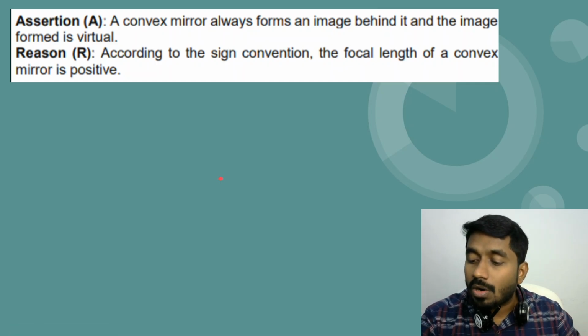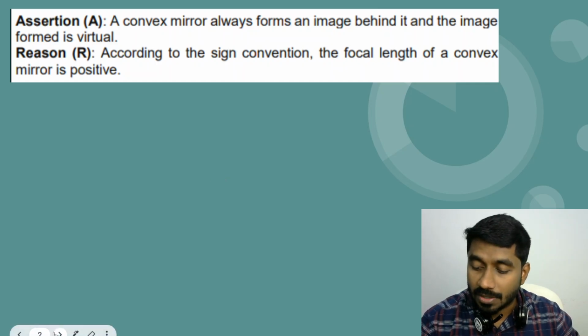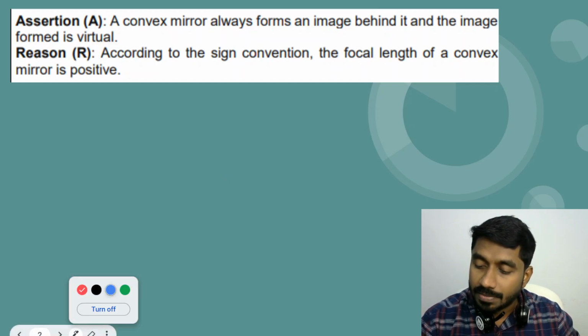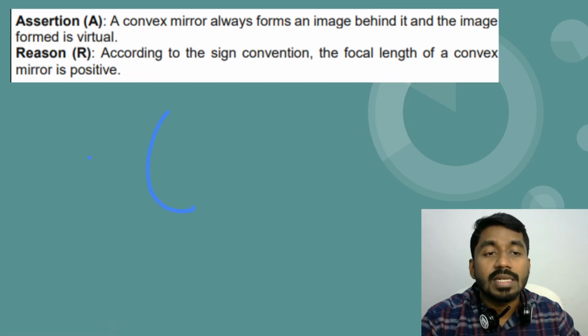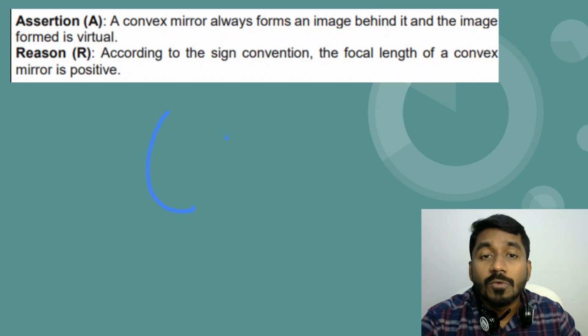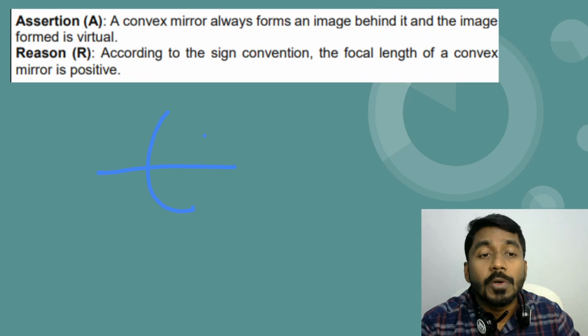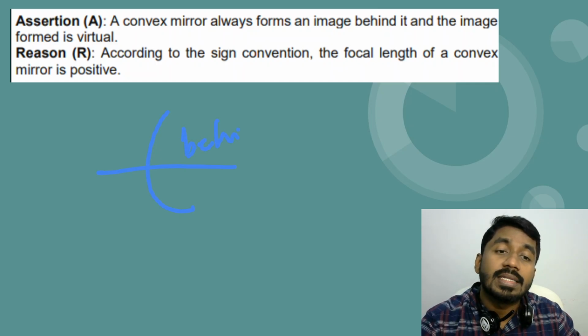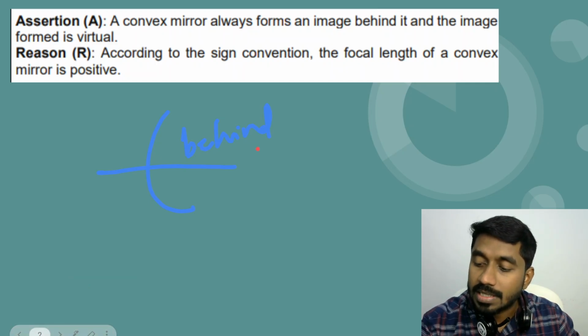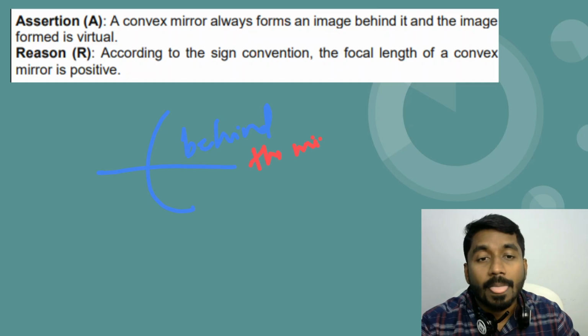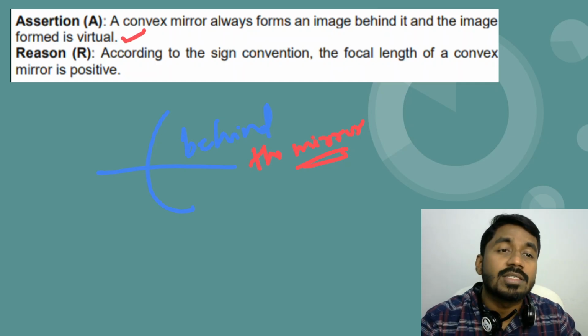A convex mirror always forms an image behind it, and the image formed is virtual. Of course, definitely it's correct, because here we have a convex mirror, and the convex mirror always produces a virtual image. That means it is producing the image behind the mirror. So in this case, we can say that this assertion A is true.